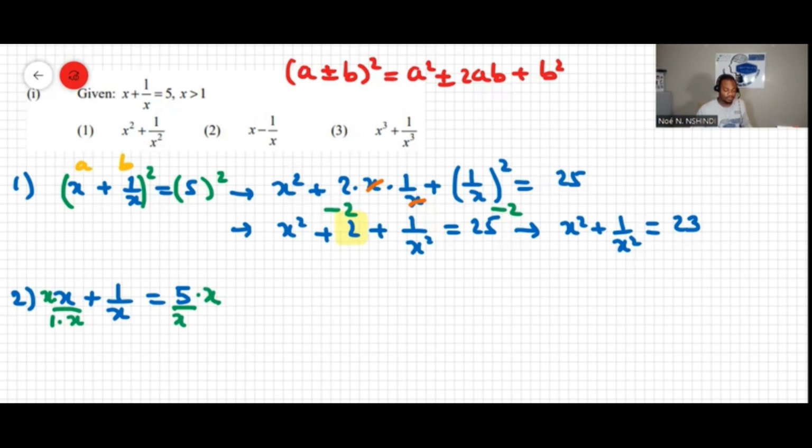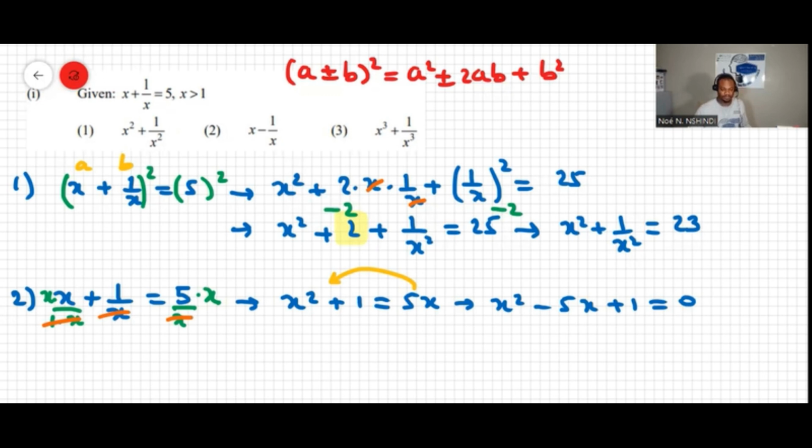Now that the denominators are common, we can cancel them, and this makes x squared plus 1 equal to 5x. If I move the 5x over, this becomes x squared minus 5x plus 1 equals 0.